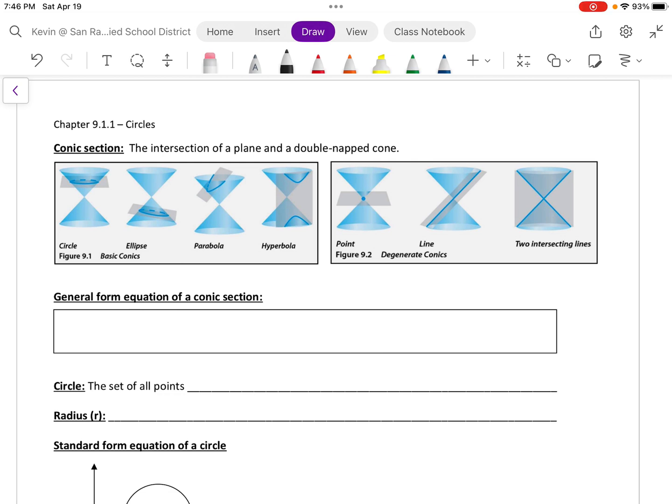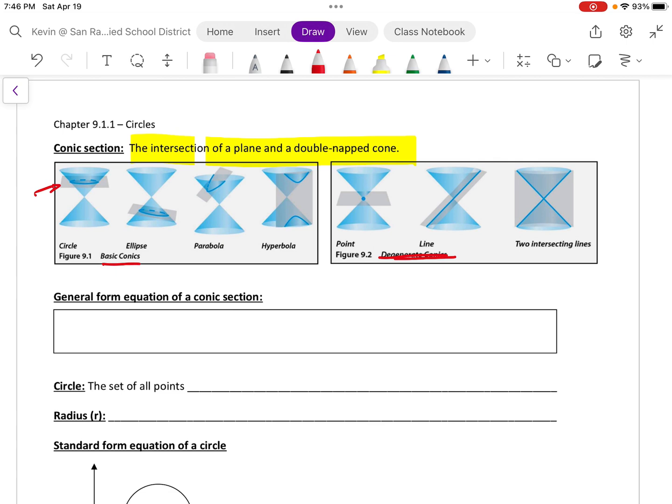All right, so this is chapter 9, and we're going to start off with circles. Chapter 9 is all about conics. A conic section is the intersection of a plane with a double-napped cone. Basically that means we just have two cones that are sort of pointing at each other, for lack of better words. And we're only going to be worried about the basic conics. We're not going to worry about the degenerate conics.